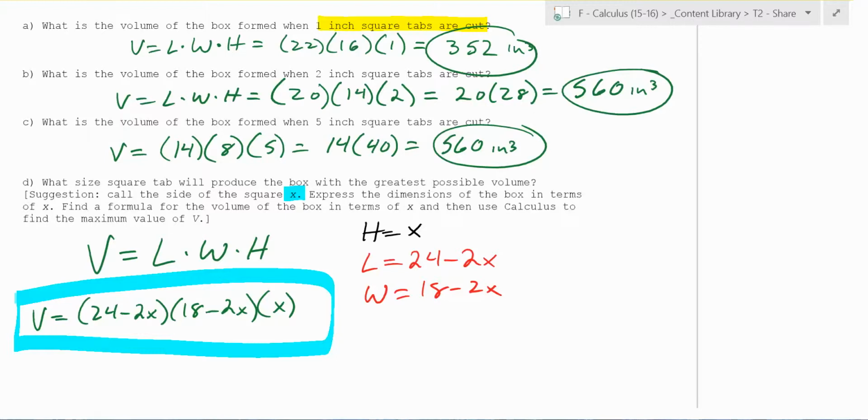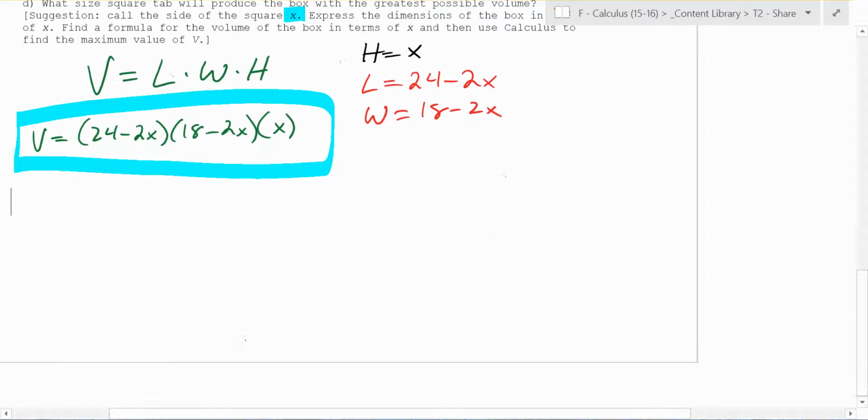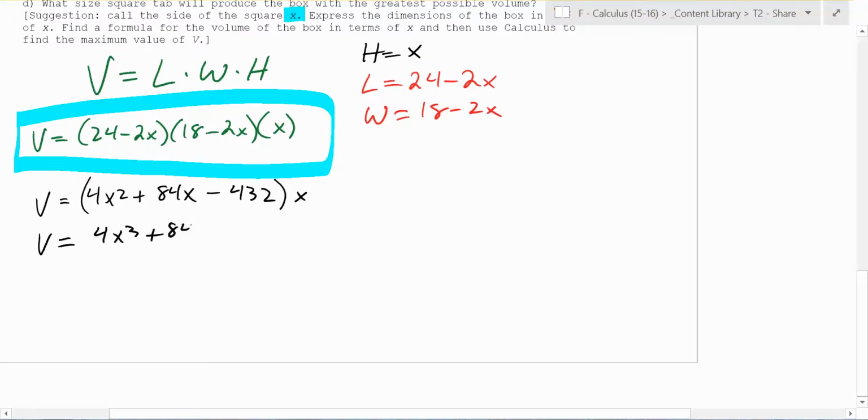Multiply it out. Everybody do that right now and be super careful. Multiply this out for me and clean it up. Multiply it out and clean it up, please. Answer, you think it's 4x cubed plus 84x minus 432x? Anybody agree with that? Yeah. Is that good? I think it's good. Fantastic.